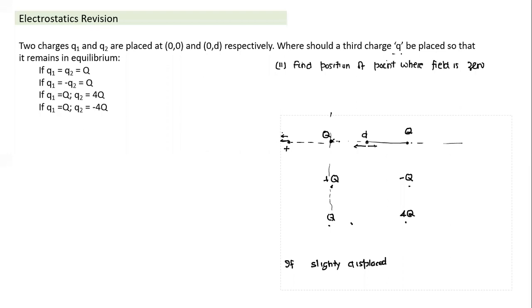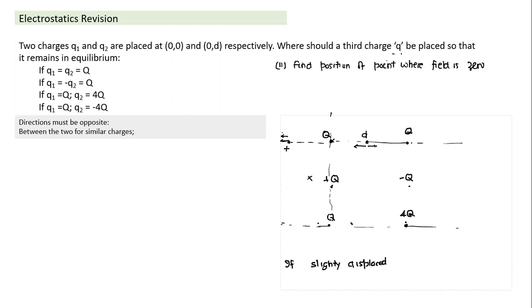So where should I place the third charge? It should come somewhere in between if the charges are of the same sign. If charges are equal, the midpoint. The direction must be opposite, so between the two charges for similar charges. What happens if charges are not similar? I'll come to this case last. What happens if one charge is Q and the other charge is 4Q, both of the same sign? Where should I place the third charge so that it remains in equilibrium?